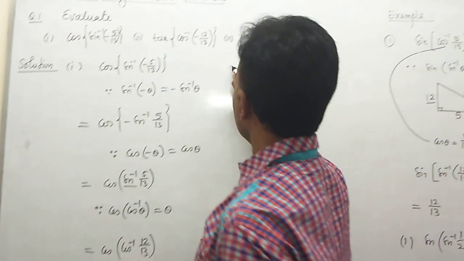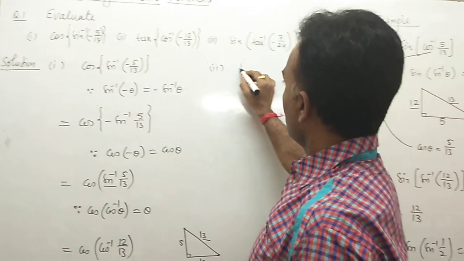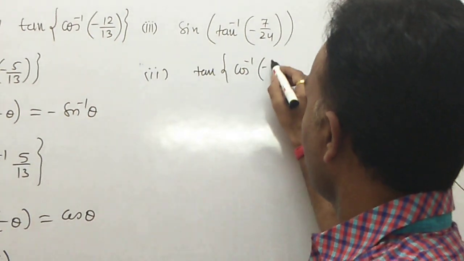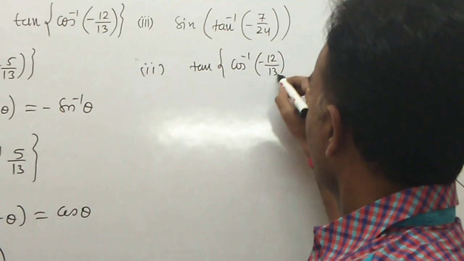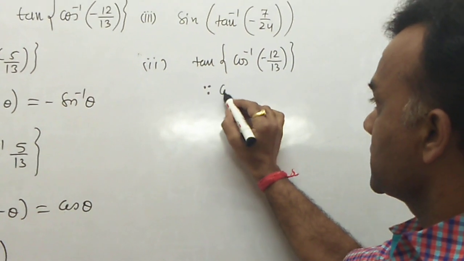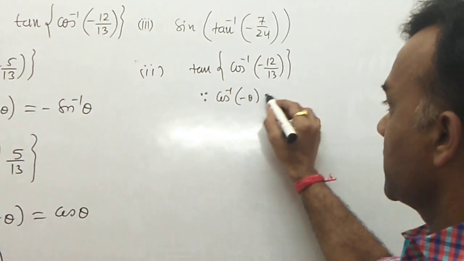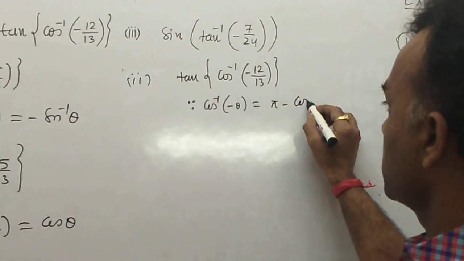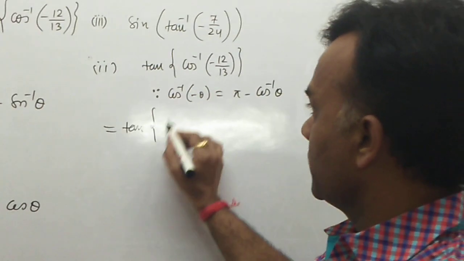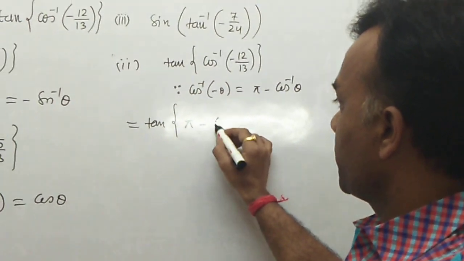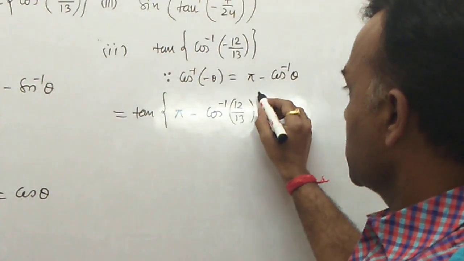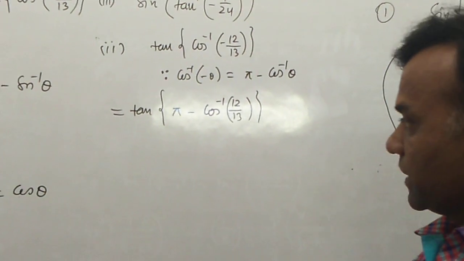Now here we start the second. Like tan of cos inverse of minus 12 by 13. Okay, now the inside value is minus. So for cos inverse of minus theta, we know that it is pi minus cos inverse theta. So basically we change the inside value, and now you convert it to pi minus cos inverse 12 by 13. Okay, so this minus sign converts into this formula.